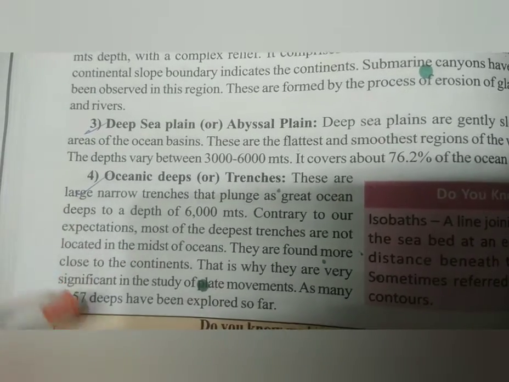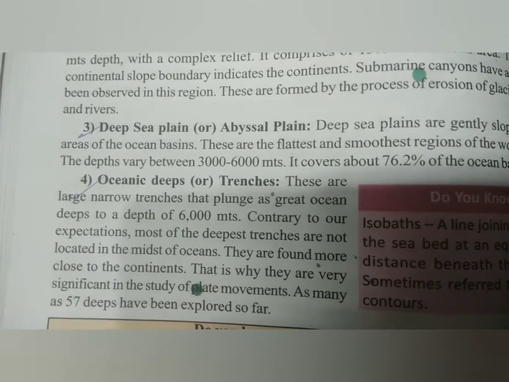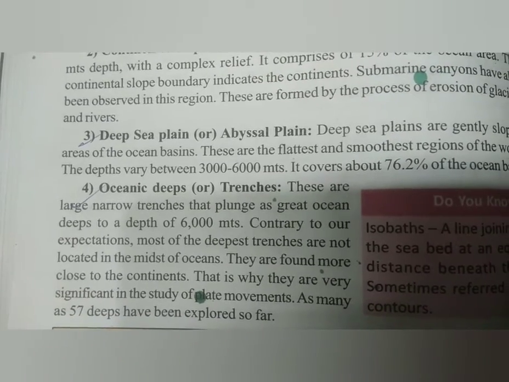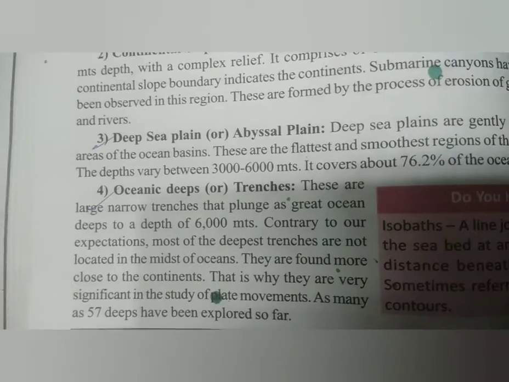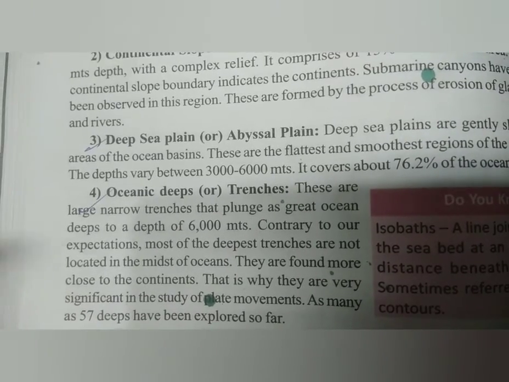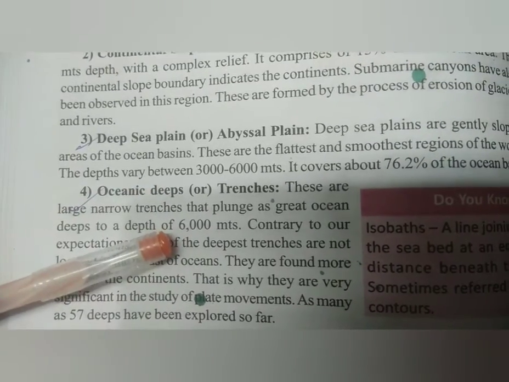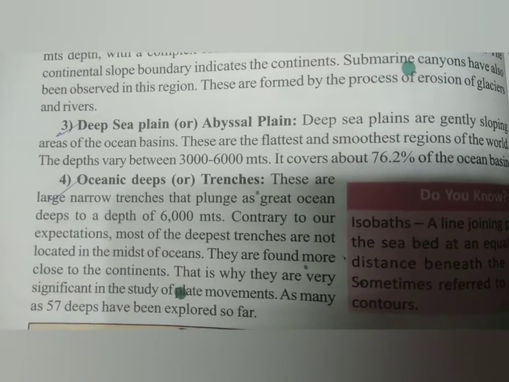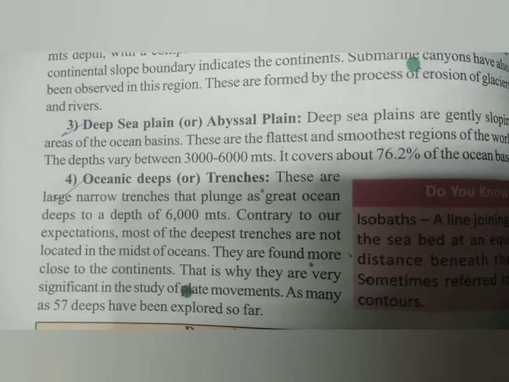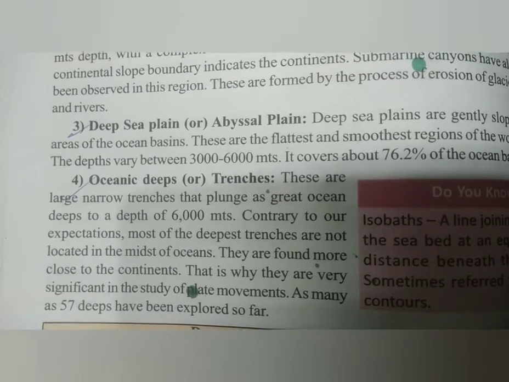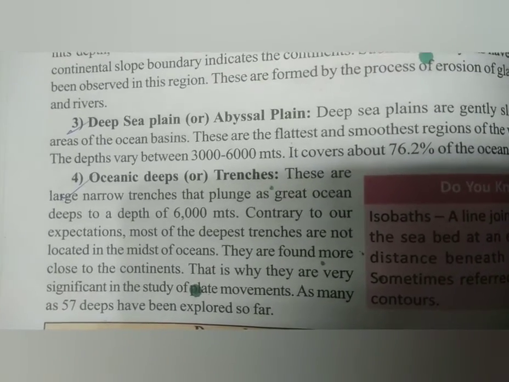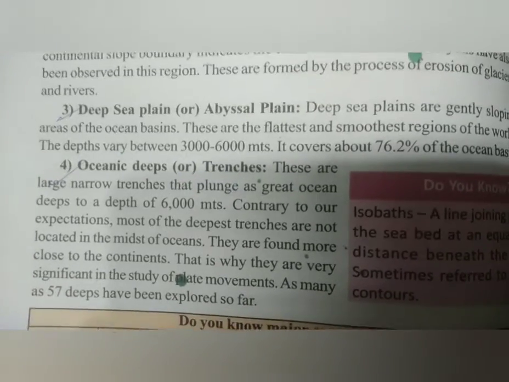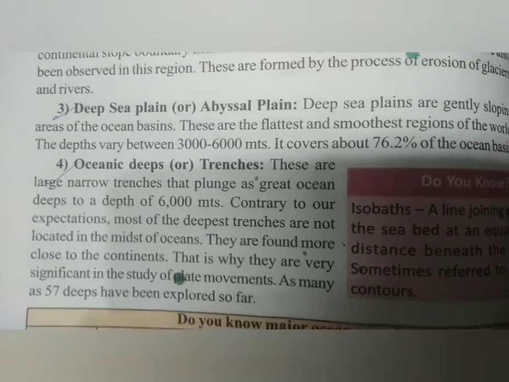So ocean deeps are the narrow trenches that plunge to a great ocean depth. So how deep is it? 6000 meters. Oceanic deep is 6000 meters. Okay. So contrary to our expectation, most of the deepest trenches are not located in the middle of the ocean. Deepest trenches are not located in the midst of the ocean.